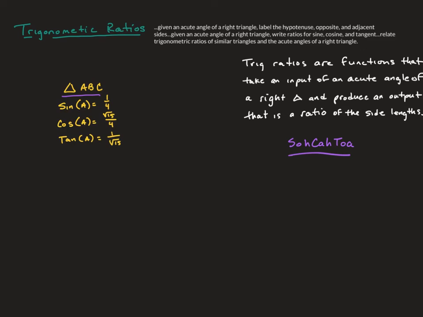And remember SOHCAHTOA, we have sine is equal to the opposite over the hypotenuse. Cosine is equal to the adjacent over the hypotenuse, and then tangent is equal to the opposite over the adjacent. Tangent, opposite, adjacent. SOHCAHTOA.